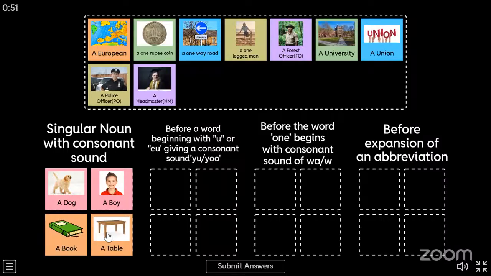We had seen phonic sounds of each of the vowel letters and consonant letters. I hope you remember that as well. So here, the four words that we have chosen, all these are having consonant sounds. And before the consonant sounded word, we place this article a. Correct?